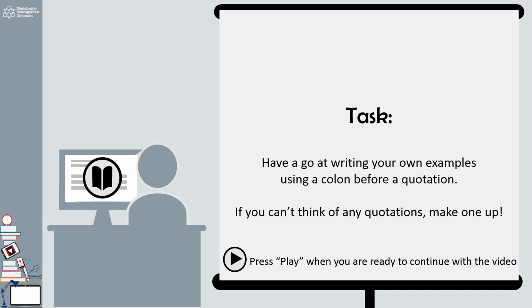Now please pause the video and have a go at writing some examples of your own. If you don't have a quotation to hand, you can make one up to practice with. Press play when you're ready to continue.